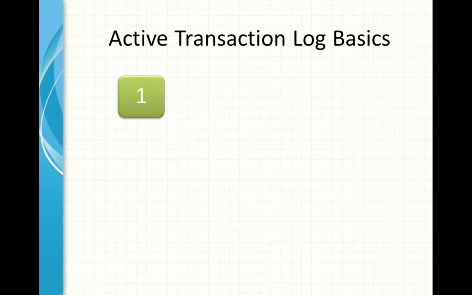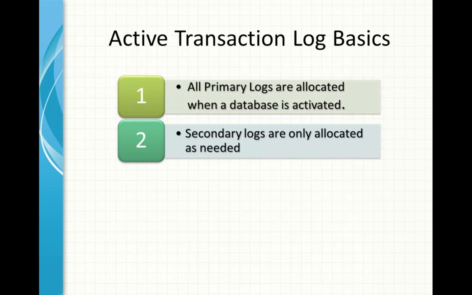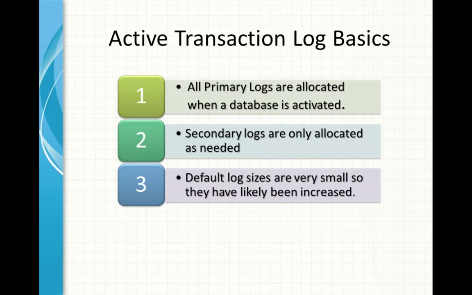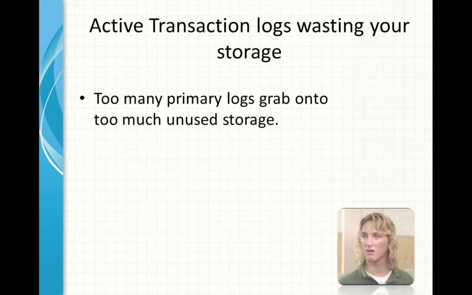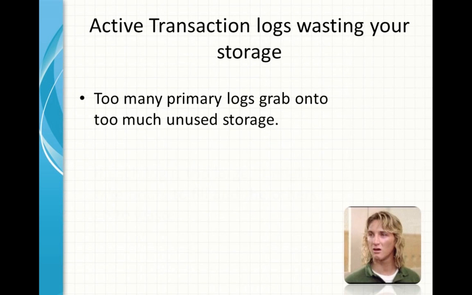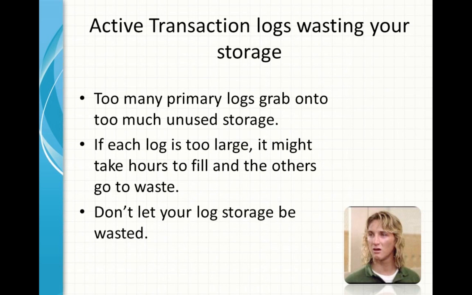Active transaction log basics. All primary logs are allocated when a database is activated. Secondary logs are only allocated as needed. Default log sizes are very small, so they've likely been increased, but have they been increased too much? Too many primary logs grab onto too much unused storage. If each log is too large, it might take hours to fill and the others go to waste. Don't let your log storage be wasted.